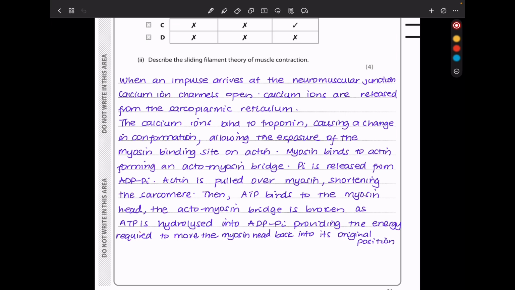Then ATP binds to the myosin head. The actomyosin bridge is broken as ATP is hydrolyzed into ADP and Pi, providing the energy required to move the myosin head back into its original position.